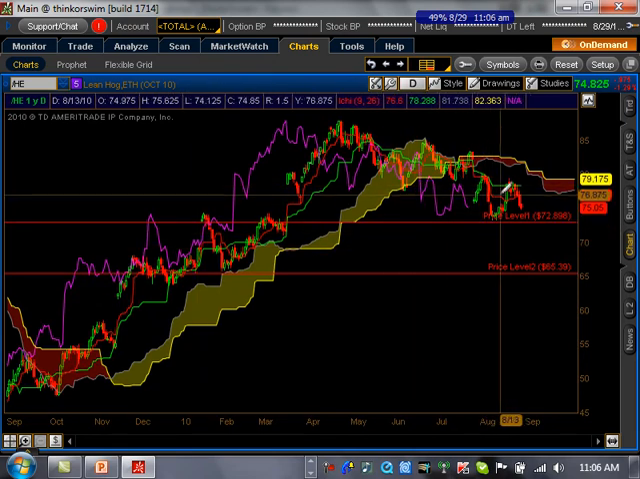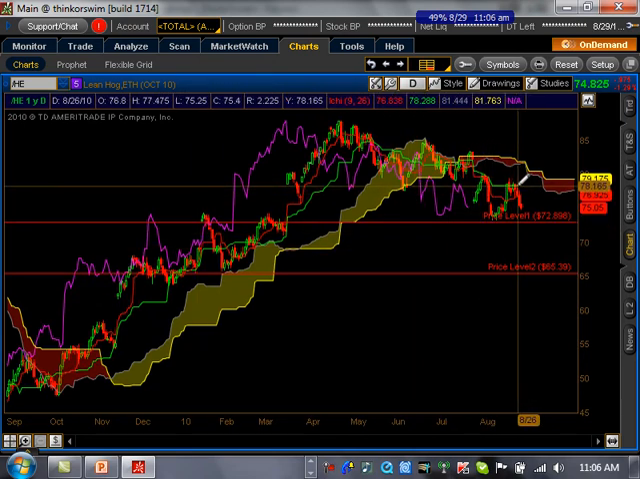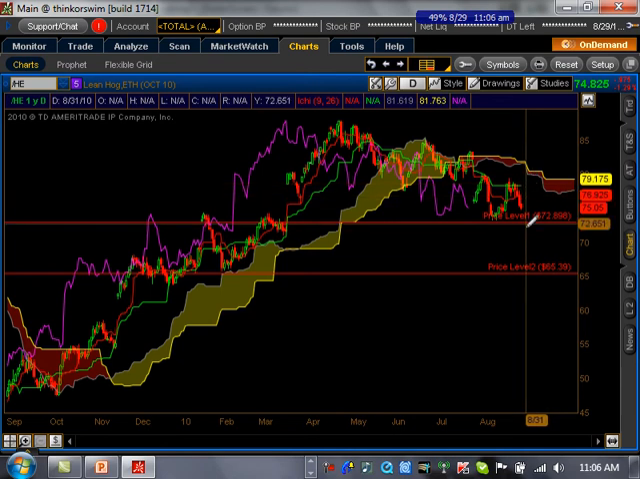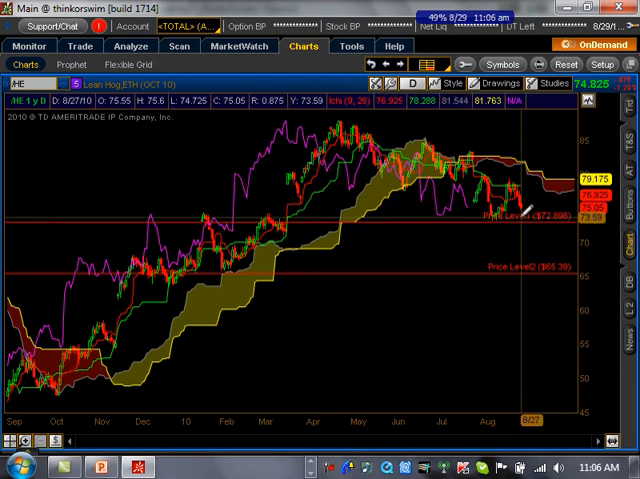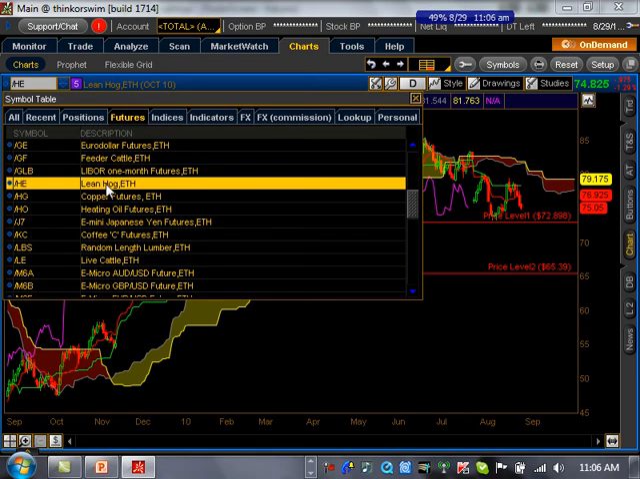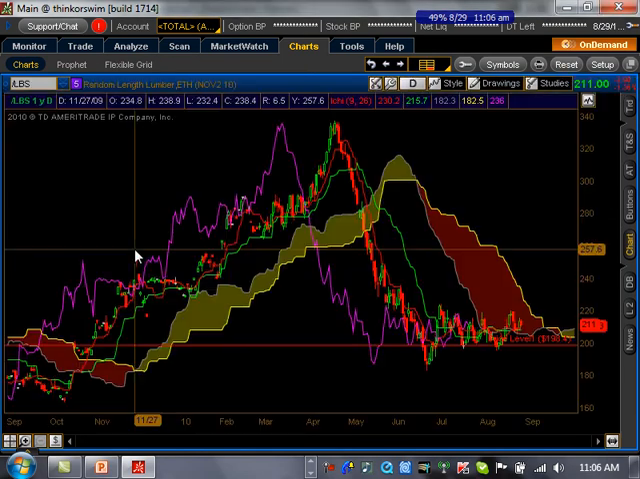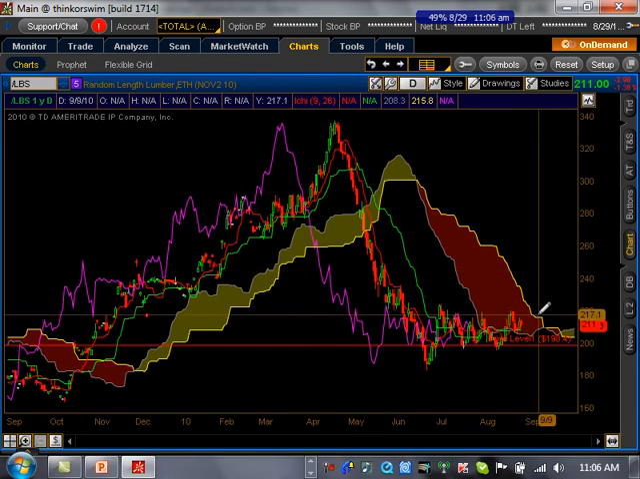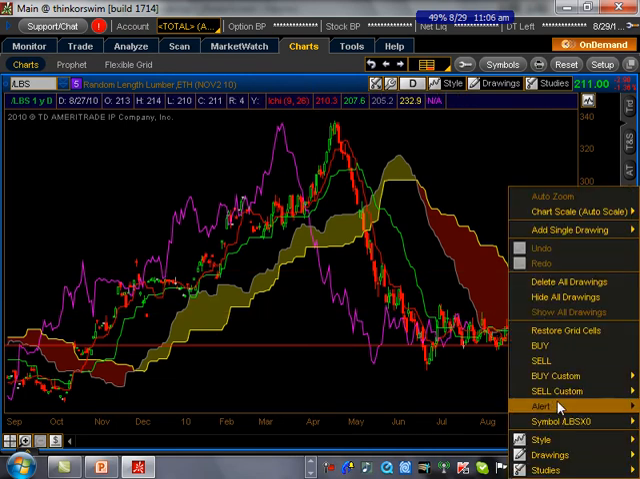Same scenario. It hasn't been able to penetrate that Kijun-sen at all. So this is starting to look very bearish, and the chance of it going down to 65 looks high. Definitely will keep an eye on that one. Let's go look at lumber. Lumber's just consolidating. We're waiting for this thing to break up. In fact, let's put an alert here.